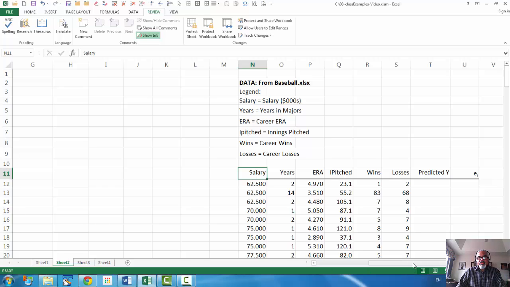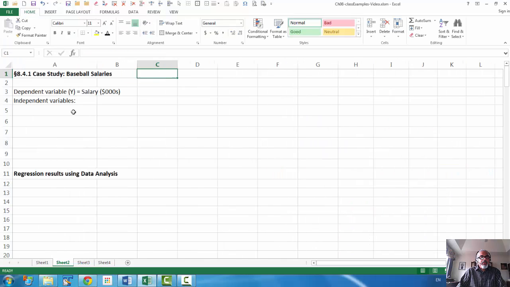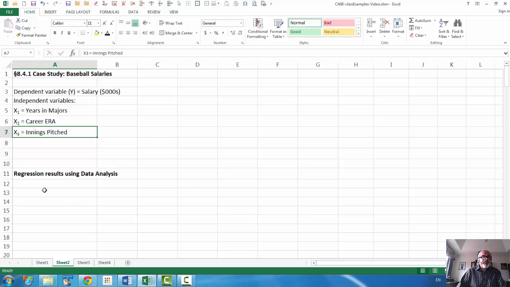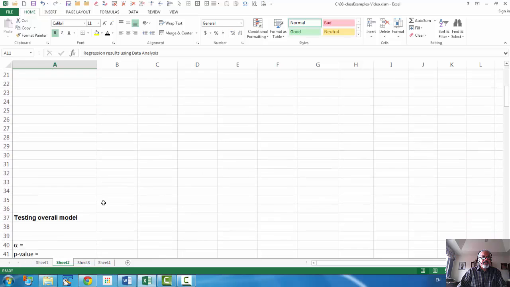Okay, let's define these terminologies. So the dependent variable is salary in thousands, and the independent variables are X1 is years in majors, X2 is career ERA, X3 innings pitched, X4 is career wins, and X5 is career losses. Okay, now let's use data analysis to generate the regression results.